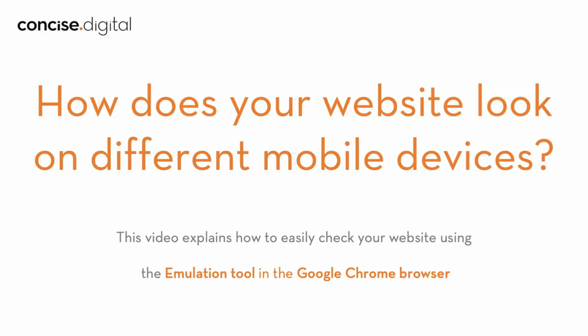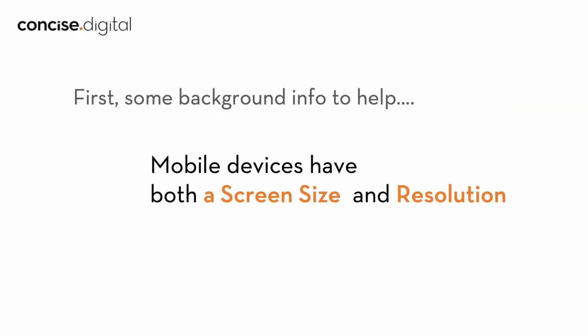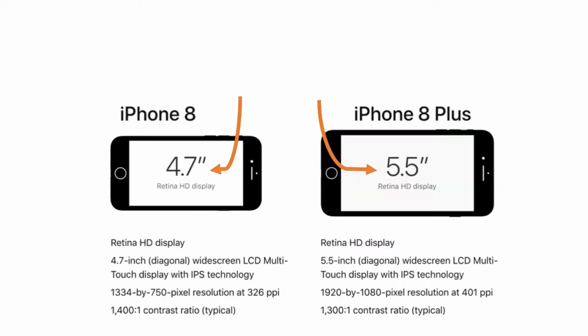How does your website look on different mobile devices? This video gives you a quick way of checking using Google Chrome browser. Mobile devices have both a screen size and a resolution. The screen size is the physical measurement diagonally of the screen in inches. This is different to the resolution, which is the number of pixels on the screen.